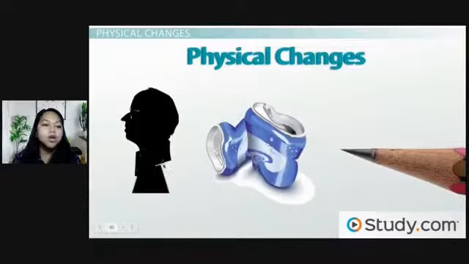Say, you cut your paper, you crush your can, or you sharpen your pencil, no? So physical change lamang siya kasi ito, ganun pa rin naman yung chemical composition niya, hindi siya nag-change. Ito, can pa rin siya. Kahit na yupi mo siya, can pa rin. So that's your physical change.